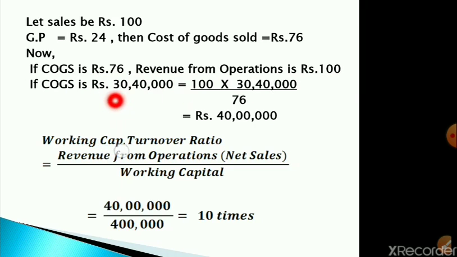If cost of goods sold is rupees 30 lakh 40,000, so the amount of revenue from operation will be 100 divided by 76 into 30 lakh 40,000, which will give us rupees 40 lakh. That is, the total sales is rupees 40 lakh. So working capital turnover ratio formula: net sales divided by working capital. So our net sales is 40 lakh. So 40 lakh divided by working capital, which is 4 lakh, will give us 10. So the answer is 10 times.